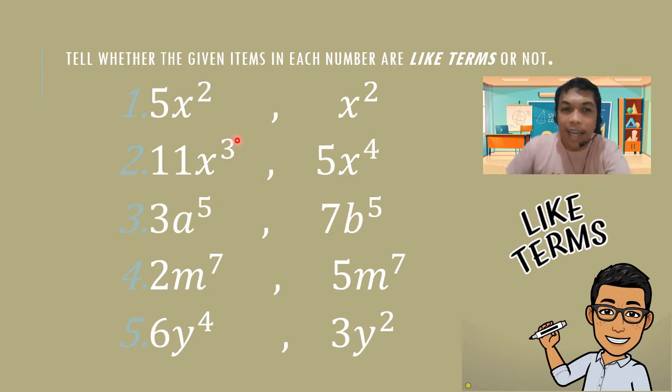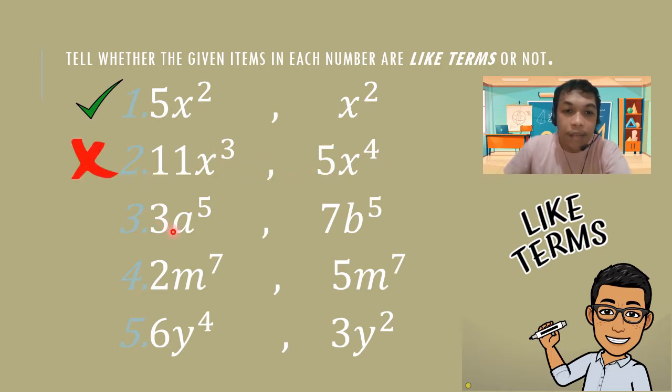Okay, for number 1, like terms ba sila or hindi? So for number 1, we have 5x squared at saka x squared. So this one, they are like terms, because parehas sila variable x and then parehas sila ng exponent. Then for number 2, our given are 11x cubed and 5x raised to 4. As you can see, they have the same variable x, but magkaiba ang kanilang exponent. So for this one, they are not like terms.